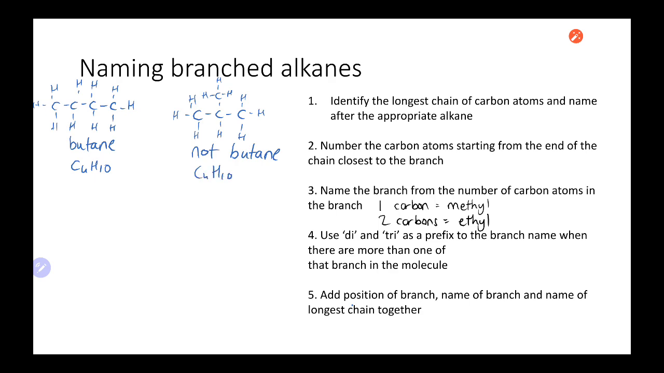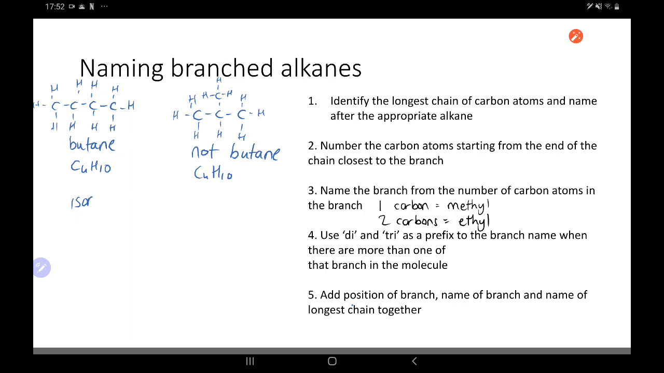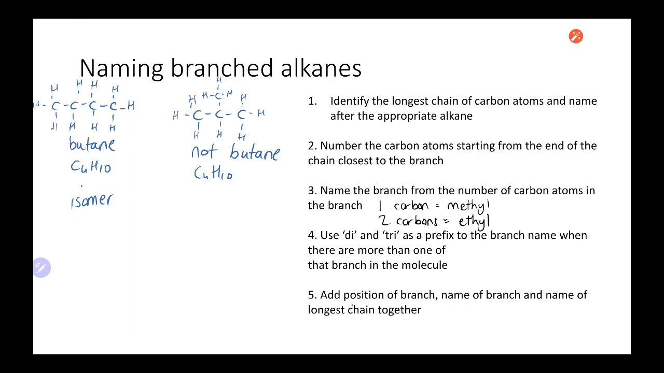Okay, so what we call that is an isomer. Okay, so things with the same chemical formula but different structure, but we're going to talk about that later on after we've learned how to name these things here.